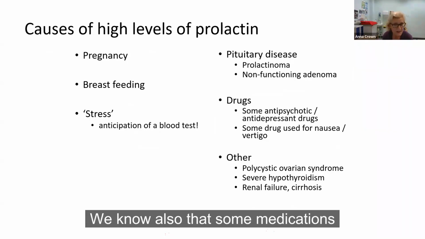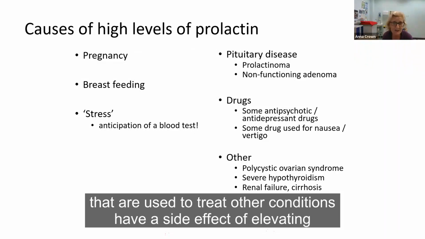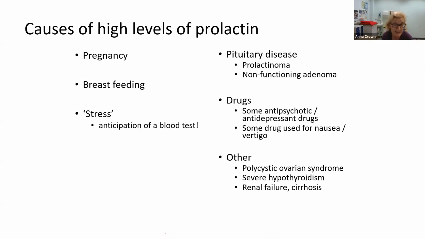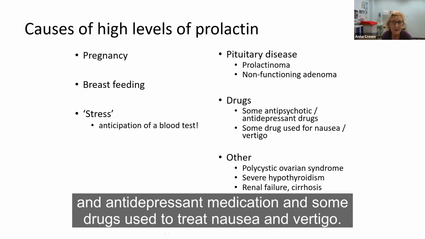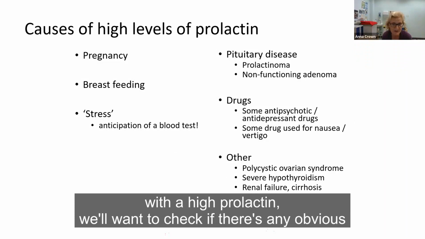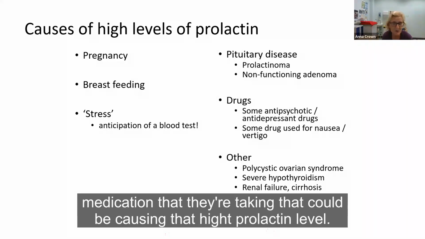We know also that some medications that are used to treat other conditions have a side effect of elevating the prolactin, and that includes some antipsychotic and antidepressant medication and some drugs used to treat nausea and vertigo. So again, when we're referred somebody with a high prolactin, we'll want to check if there's any obvious medication that they're taking that could be causing that high prolactin level.